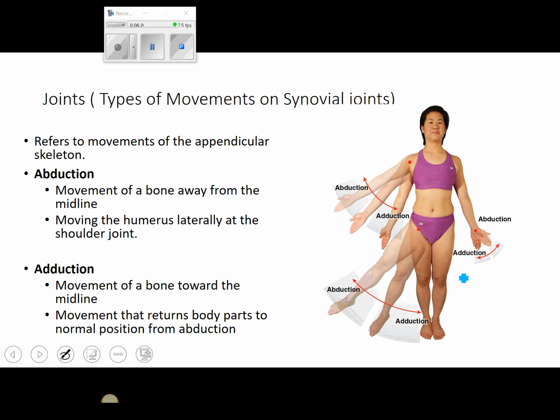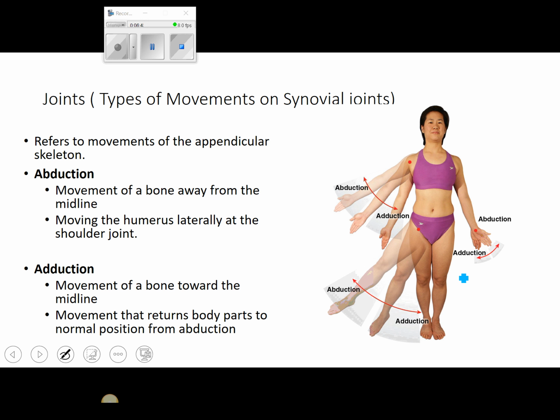Okay, next we have abduction and adduction. Of course, these movements, abduction, I always tell people think of it as the body part is moving away. So the movement of a bone is going away from the midline. So it's moving the humerus laterally at the shoulder joint.